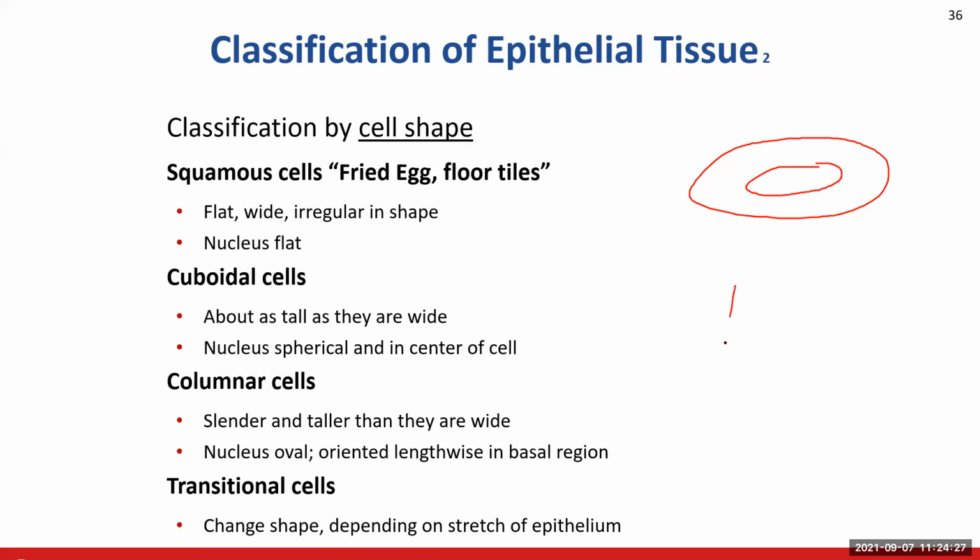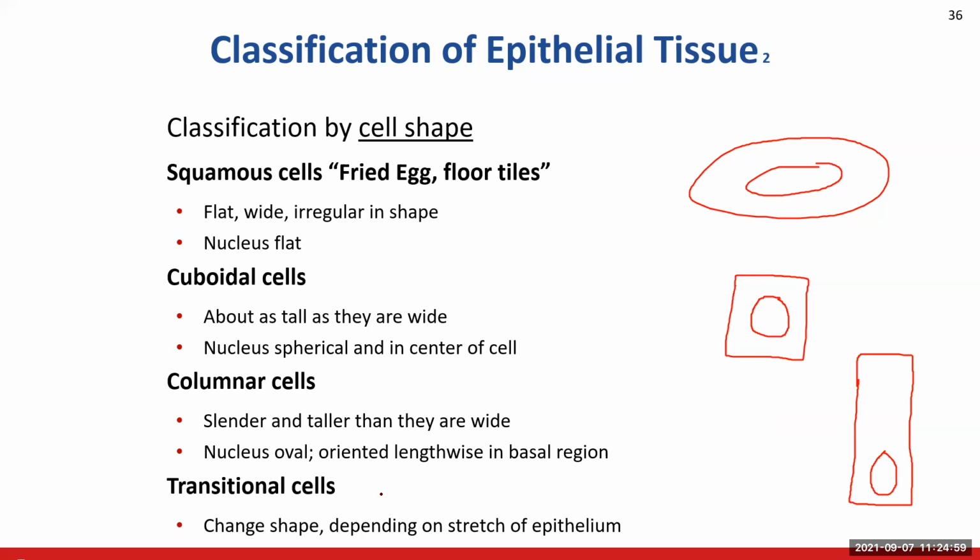Cuboidal, just like the name says, is going to be like a cube. So it's as tall as it is wide, and the nucleus is directly in the center. It's nice and spherical looking. So that's cuboidal. Then we have columnar. Think of a column. So it's taller than it is wide. And the nucleus is usually at the bottom portion of the cell, and it's oval, like an egg. And that's where we'll see that nucleus.